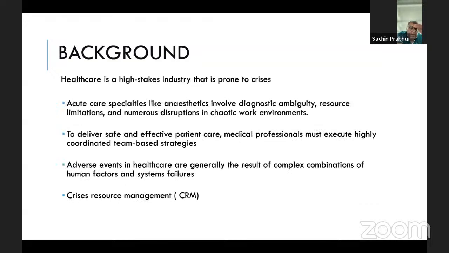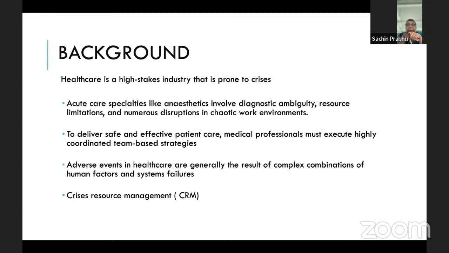Okay, so again, these are the two cases, just to give you a background. We work in a very high risk industry. We know that in the airline industry, about 80% of the incidents are because of human factors, but we actually don't know how many of those in the healthcare industry are. So we are a fairly rogue industry in that sense when it comes to data about human factors. And especially acute specialties like anesthesia, ED, it's even worse, because the environment is a fairly chaotic one. To deliver safe medical care, again, we've got to have good team strategies, and we'll come to that later on.